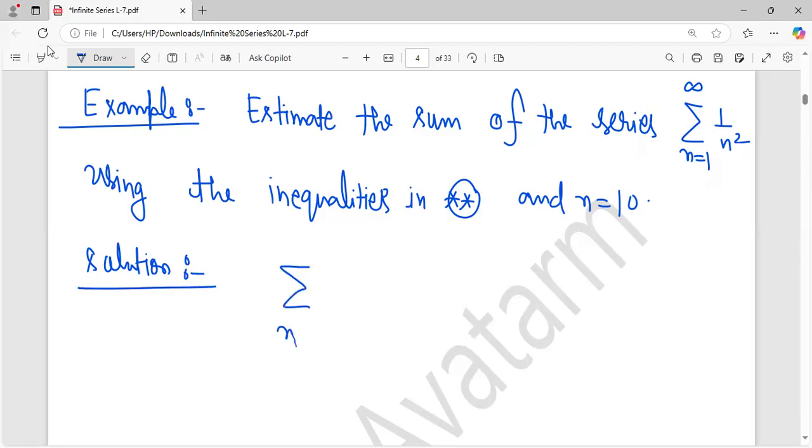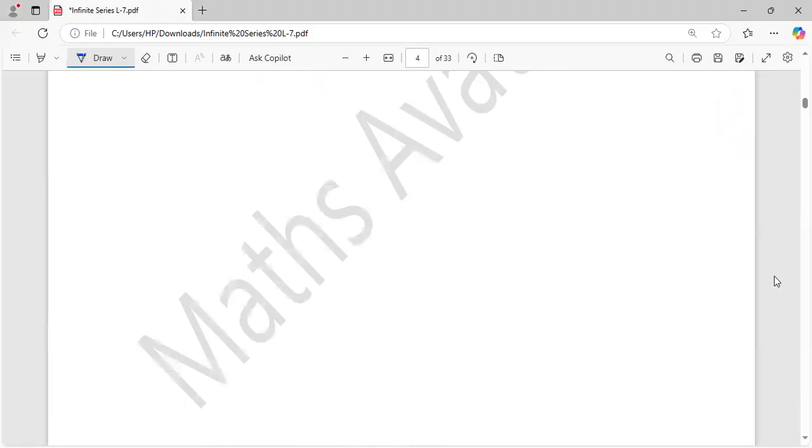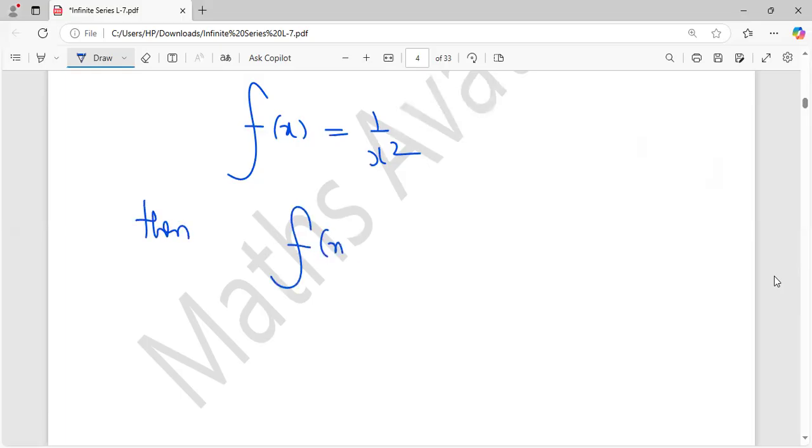So this series is convergent, because if you take p equal to 2 in the auxiliary series, this series is convergent. Now what is the choice of f(x)? Take f(x) as 1 upon x square. Then f(n) is equal to 1 upon n square for all n belonging to N.